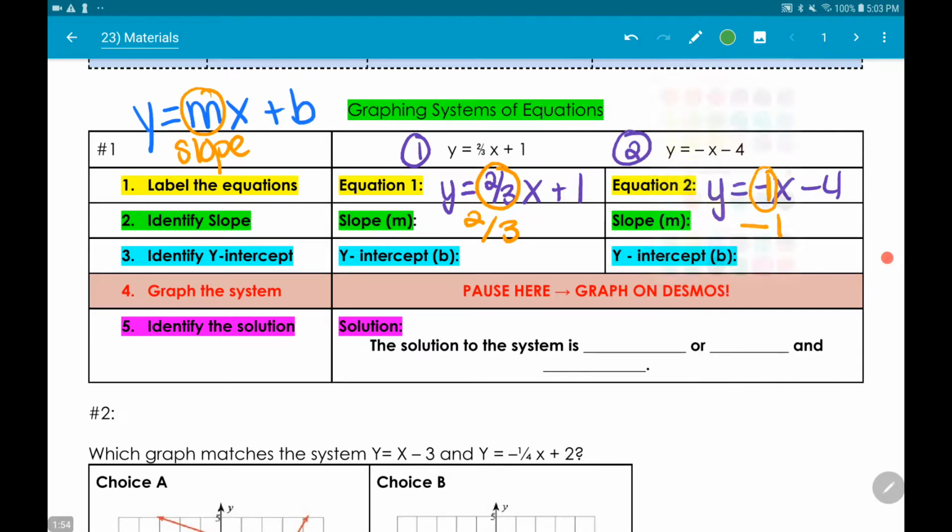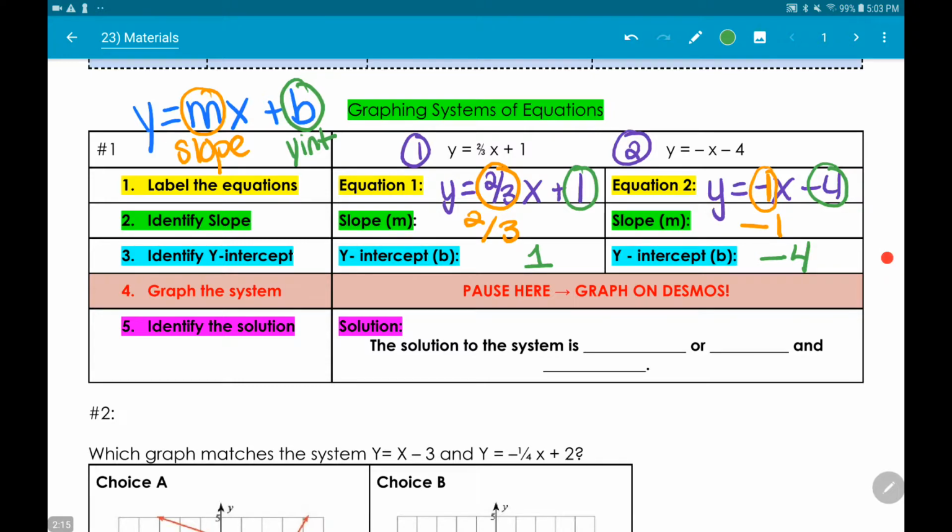Now my y-intercept is this one. And that's the one by itself with no number. So in this case, for equation 1, my y-intercept is 1. And in equation 2, my y-intercept is -4. Okay? So I need to make sure to remember that information.